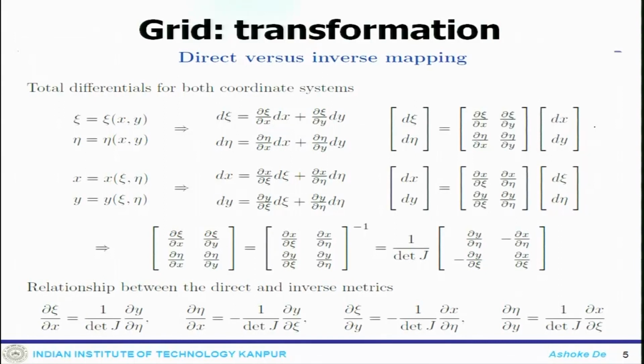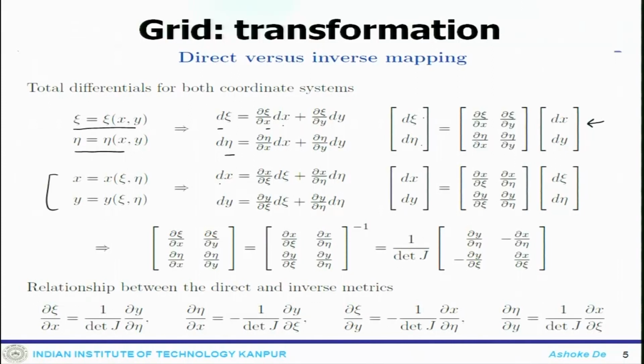Now, finally, if you put down everything together that we have discussed so far, xi is a function of x and y. So, d xi, using the chain rule, is del xi by del x dx plus del xi by del y dy, and eta is also a function of x and y. So, d eta I can write similarly. So, d xi and d eta in terms of del xi by del x and del eta, that is one system.